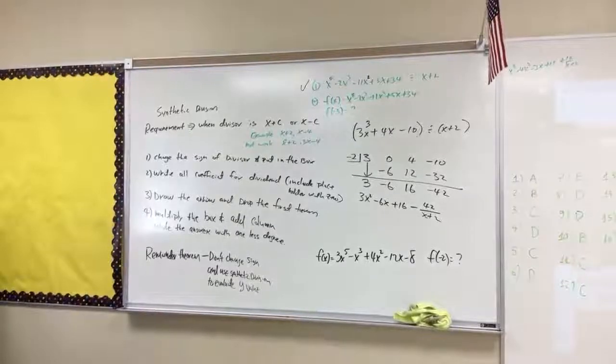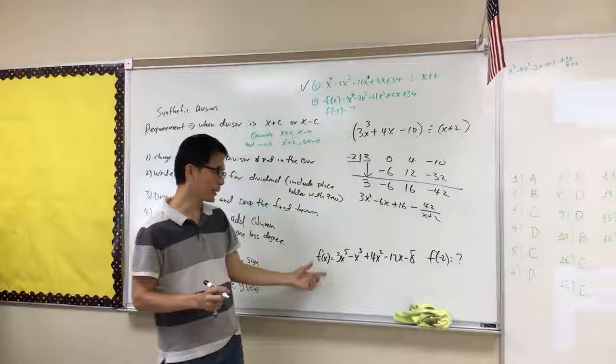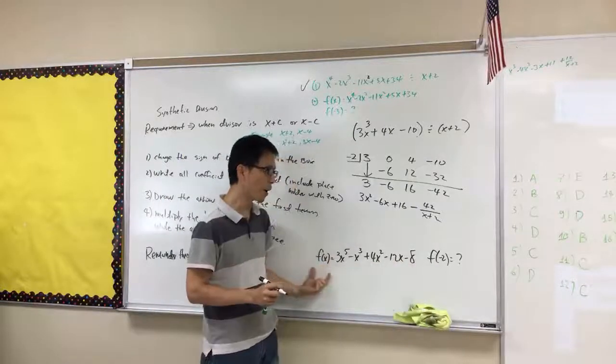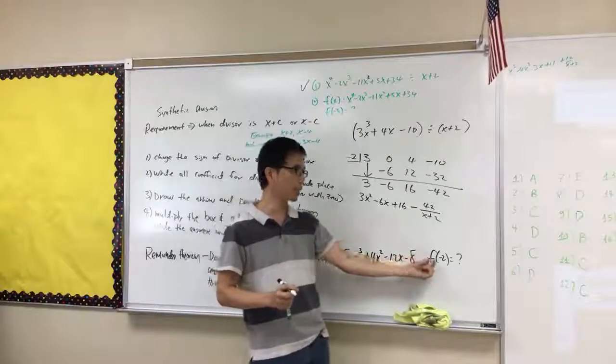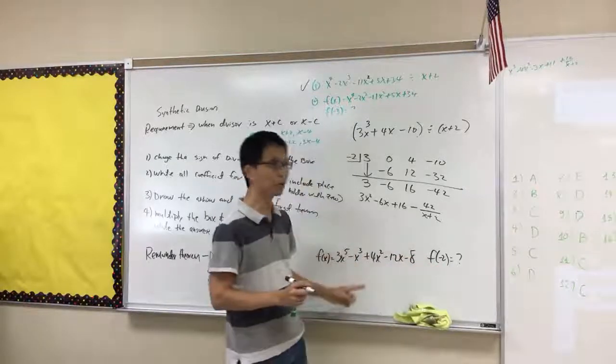Okay, I'm going to give you this polynomial here. There's some type of polynomial, and what does f of -2 mean? You plug it in. Plug in -2 for x.